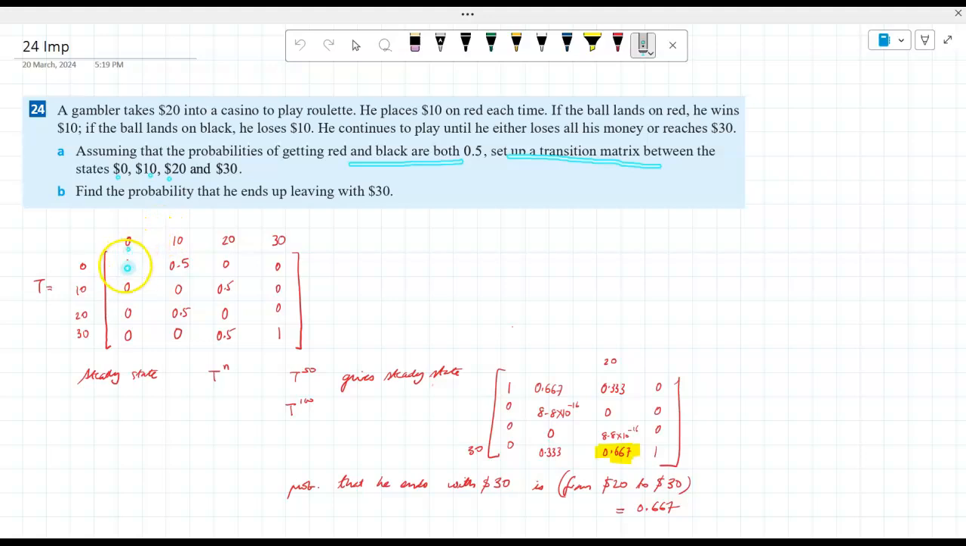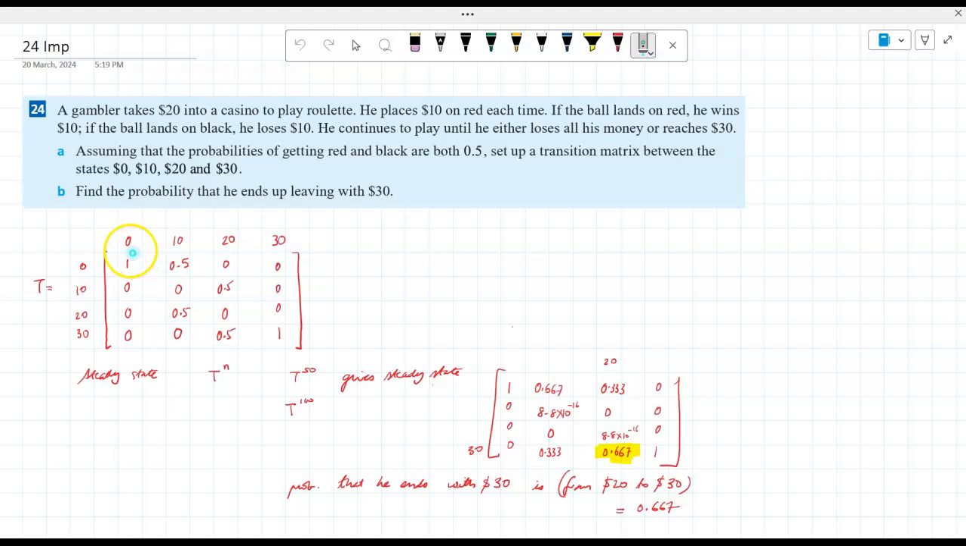So at $0, he'll stay at $0. He doesn't have money to play, he lost all his money. At $30 it will be 1. If he has $10, then there's a half chance. Why? Because if it's $10, he'll either become 0 or he'll become 20. Oh, it's going this way, no? It's this way, 10 to 0.